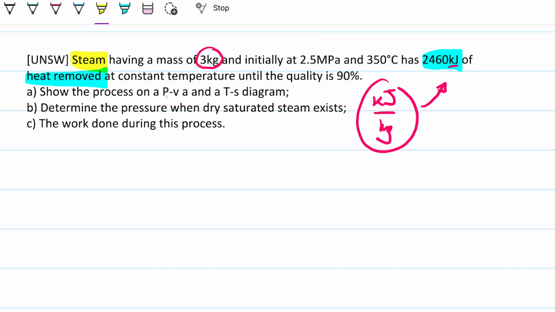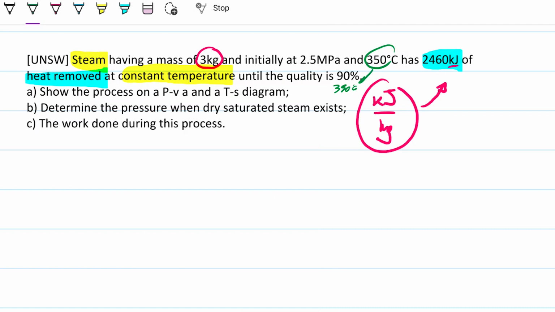This happens at a constant temperature. Obviously, this is super important. And the quality is 90%. So what do we know about the second state? We know two key pieces of information. The first piece is that quality is 90%. The second piece is that the temperature of the second state is 350 Celsius because it has to be the same temperature.